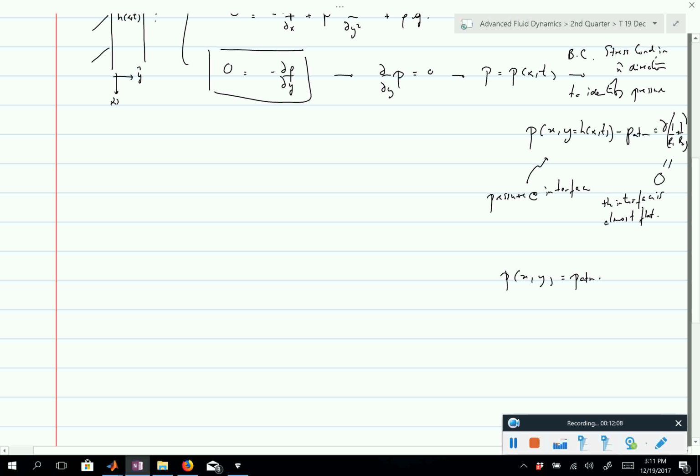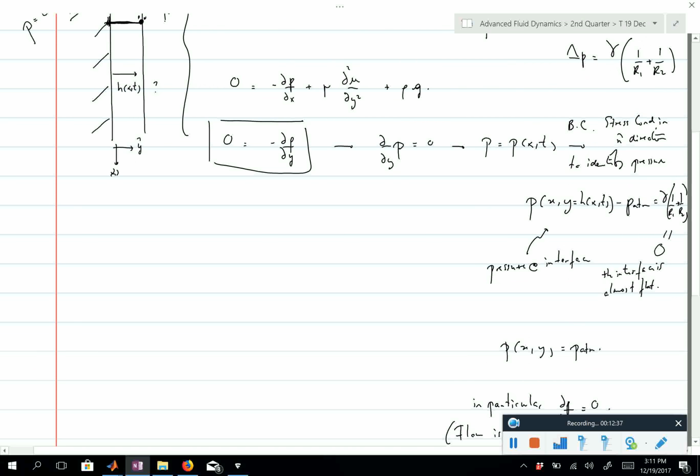Okay, so here P is atmospheric pressure, so in particular partial P over partial x is going to be equal to 0. The flow is not driven by a pressure change, which was your intuition to say that the flow is driven by gravity. Yeah? So the gravity term is the only term that we have left.